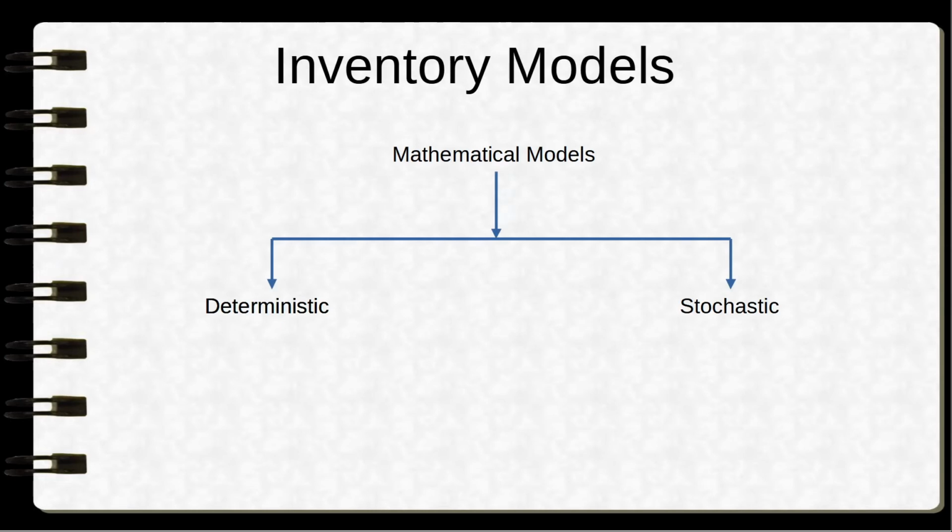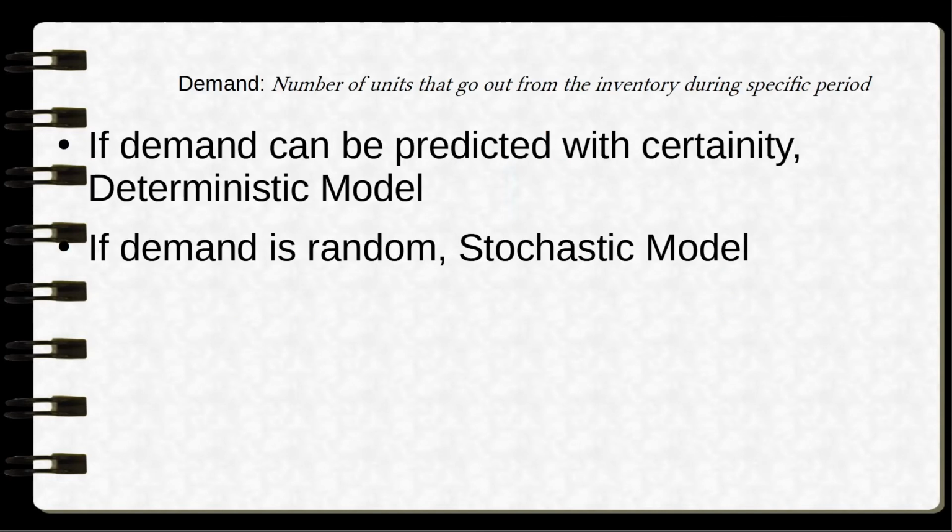So what are the inventory models you have? Mathematical models of inventory systems, describing inventory systems. You can have a deterministic model and you have a stochastic model. Now these two models are differentiated based on demand. Now what is demand? Demand in an inventory management system is the number of units that go out from the inventory system per unit time or during a specific period.